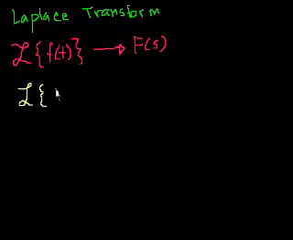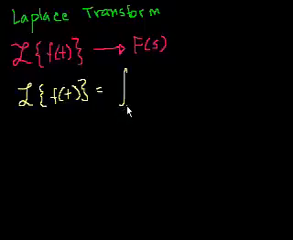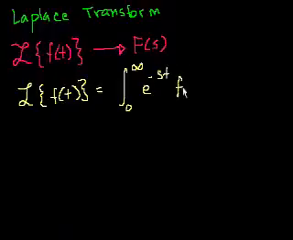for our purposes, is defined as the improper integral. And I know I haven't actually done improper integrals just yet, but I'll explain them in a few seconds. The improper integral from 0 to infinity of e to the minus st times f of t, whatever is between the Laplace transform brackets, dt. Now that might seem very daunting to you and very confusing, but I'll now do a couple of examples.